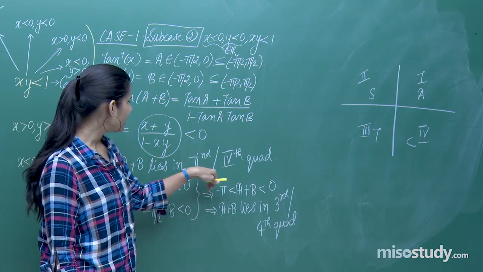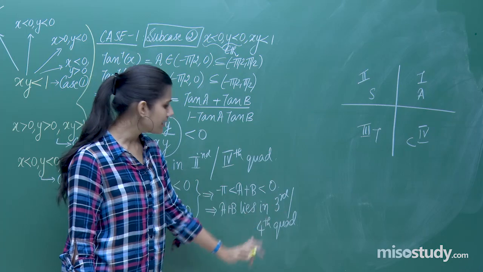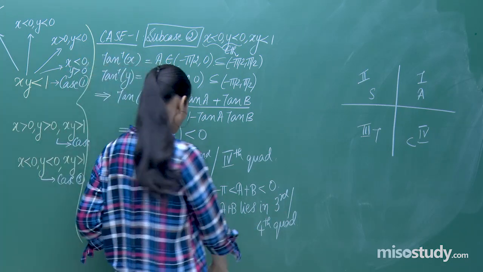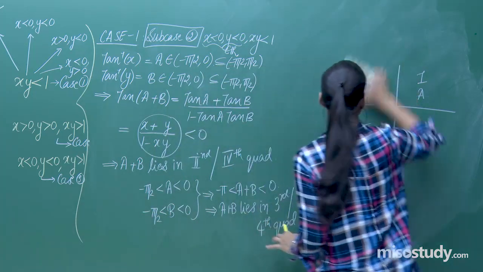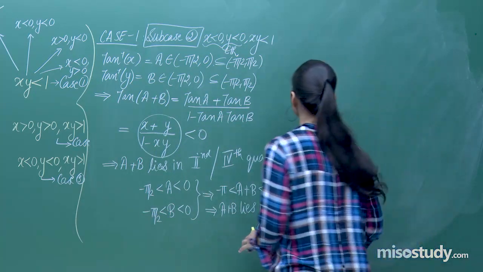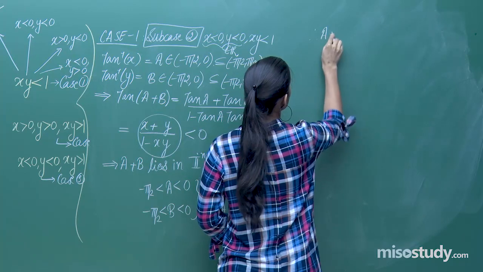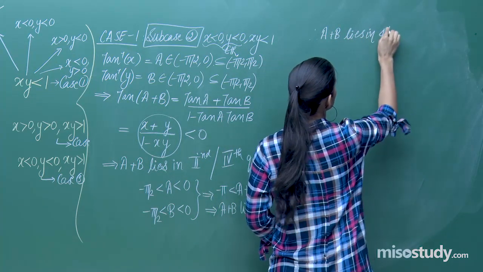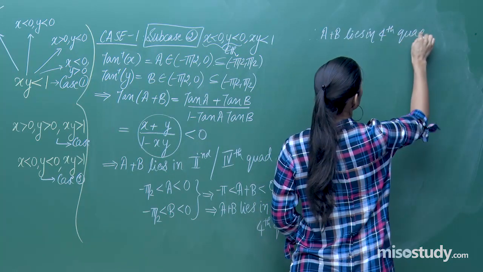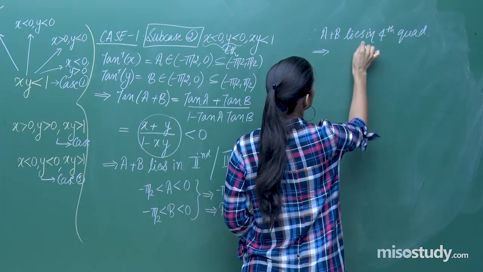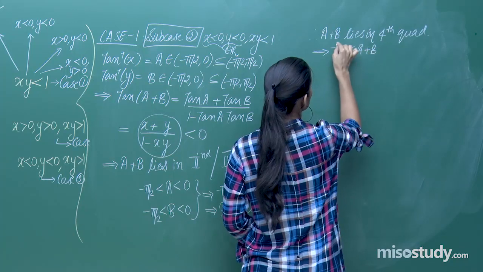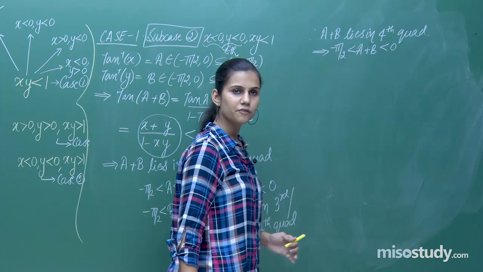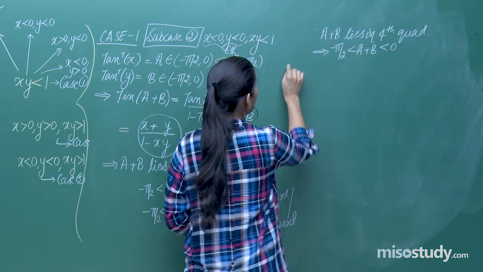This says A plus B lies in second or fourth, this says A plus B lies in third or fourth, that means definitely A plus B is lying in the fourth quadrant. Therefore, A plus B lies in the fourth quadrant. This means A plus B is actually ranging from minus pi by 2 to 0. Fine.